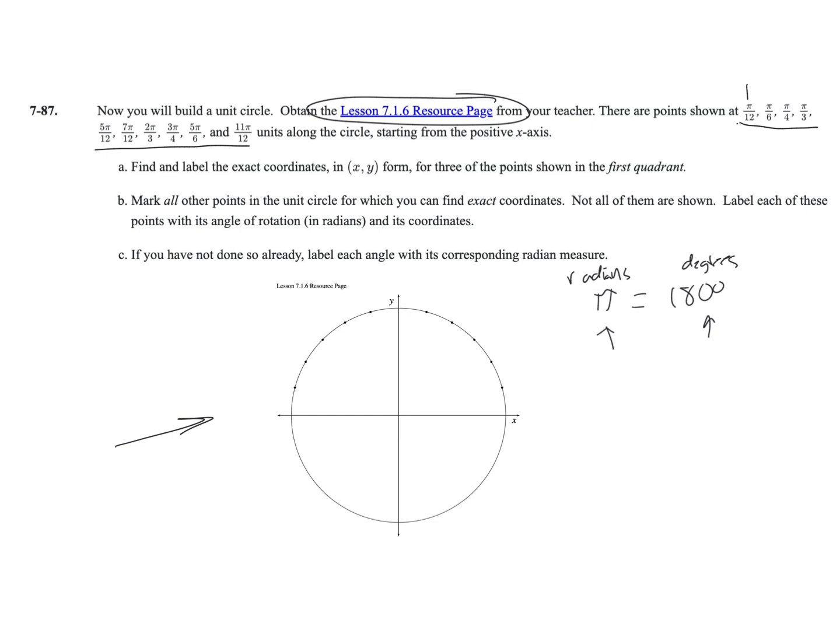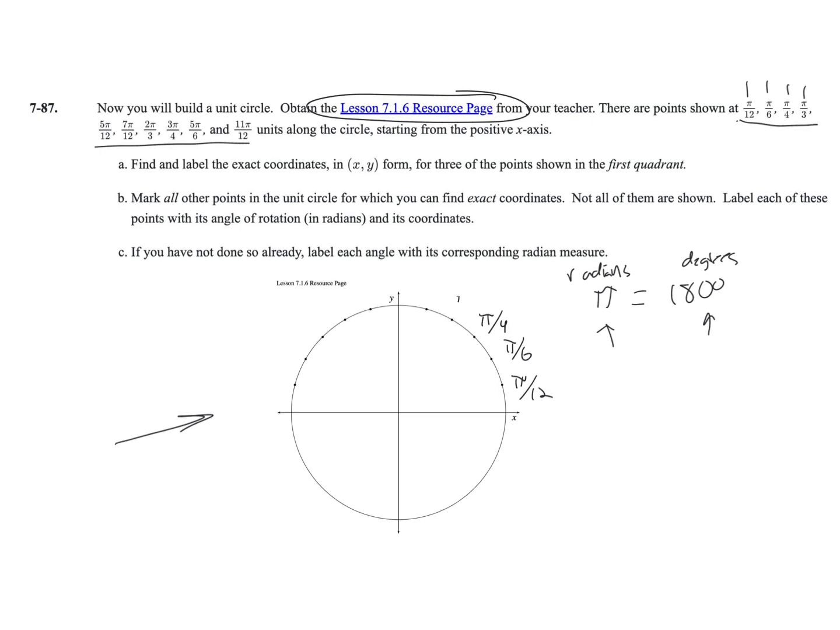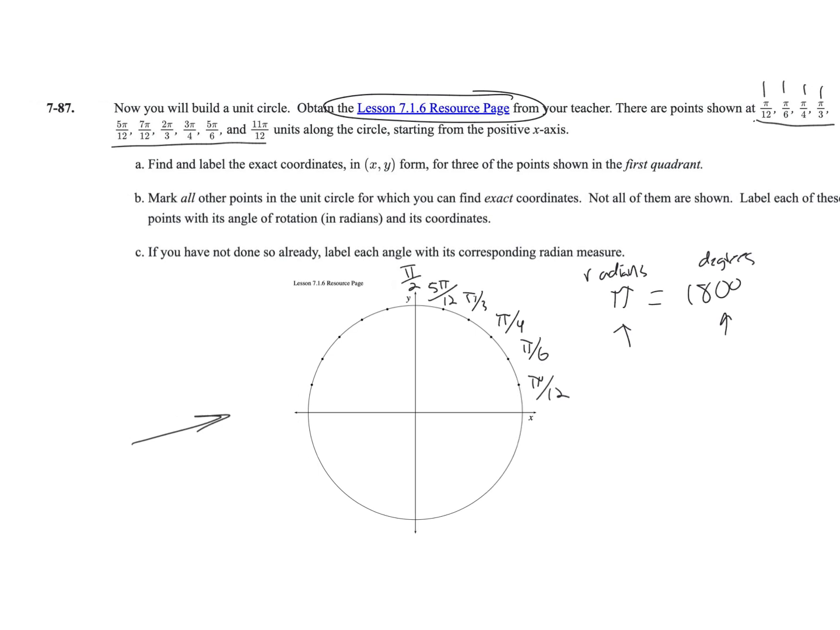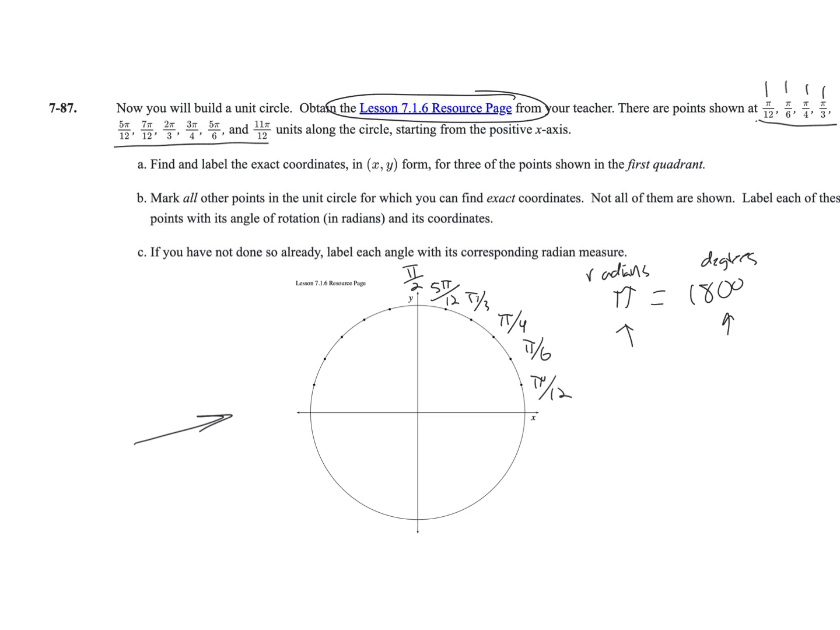So as we can see, it's going to build up and get bigger. So it makes sense that this probably is pi over 12 because it's the smallest. My next smallest would be pi over 6, pi over 4, pi over 3. Then we've got 5 pi over 12. And then, of course, they don't have this listed, but that'd be pi over 2, at 90 there. And then we just keep on going. So I'm going to write the rest of these in, and I'll bring it back.